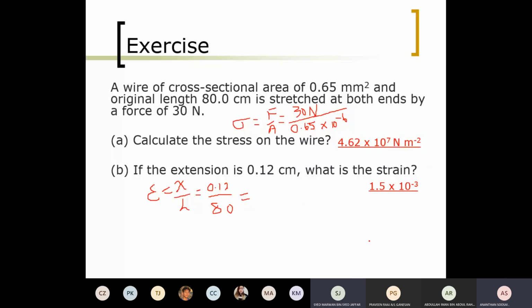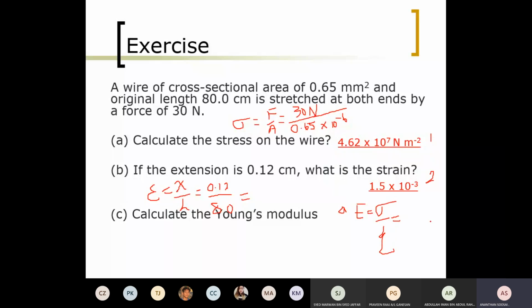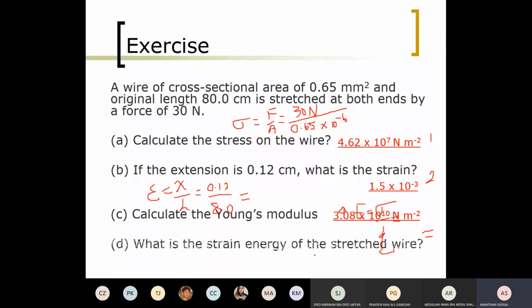Okay, the next, calculate the Young modulus. Of course, stress over strain gives you Young modulus. The first answer, the stress, divided by the second answer, the strain, gives you the Young modulus. So you should get 3.08 times 10 to the power of 10. Okay, this is a warm up, not that difficult.